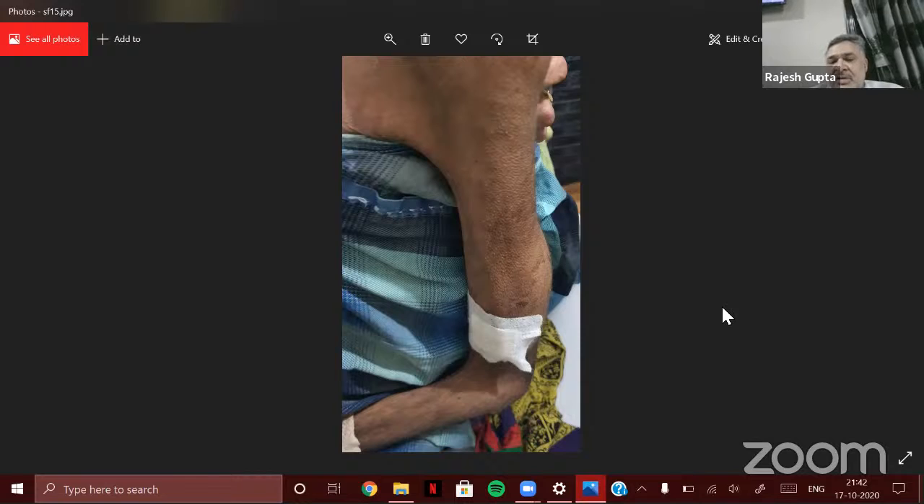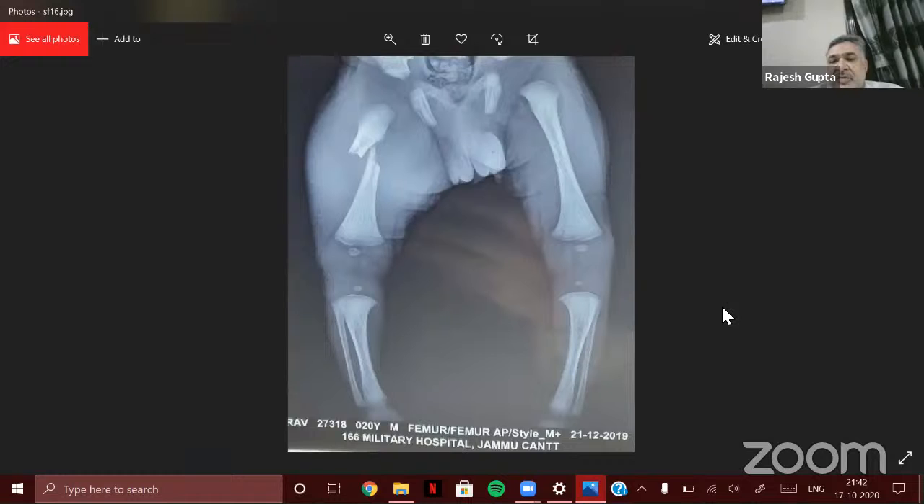Any faculty want to come in? Okay. So we move on to the last pediatric case. So this is 20 days old. Here it is written, 20 days old child. Fracture shaft of the femur.